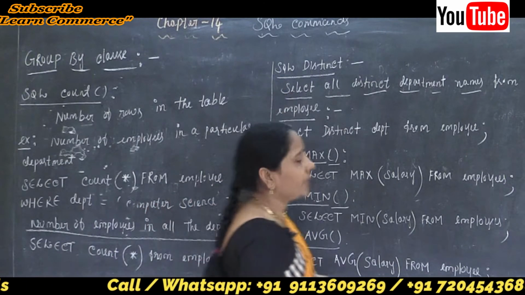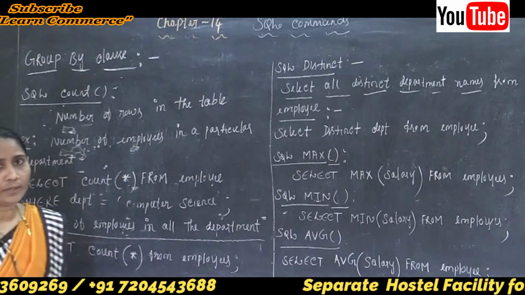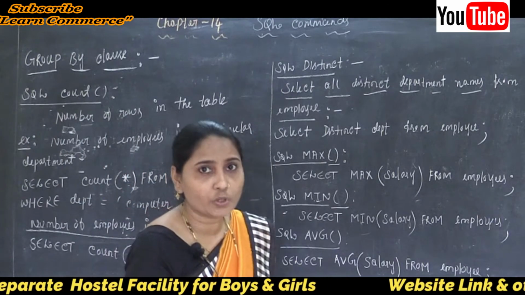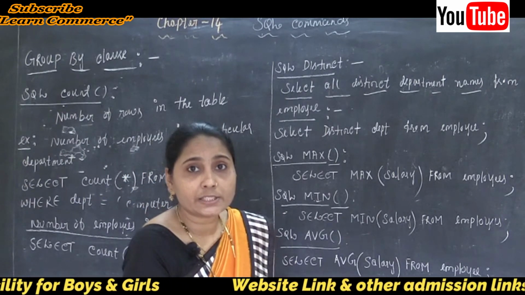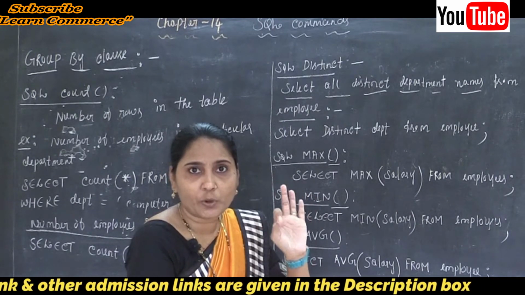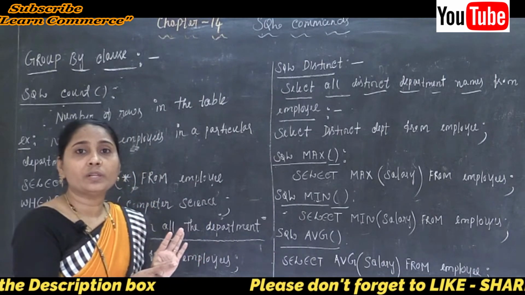Next is the SQL DISTINCT. Why are we using the SQL DISTINCT? The SQL DISTINCT function is used to select distinct rows, that means unique rows. Is this point clear? The unique values. So distinct means just the unique value.